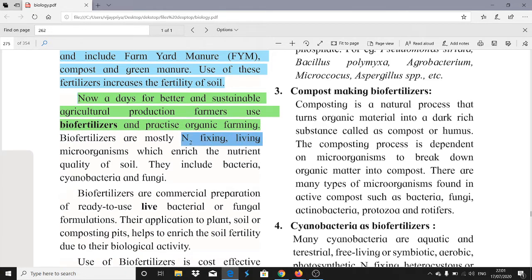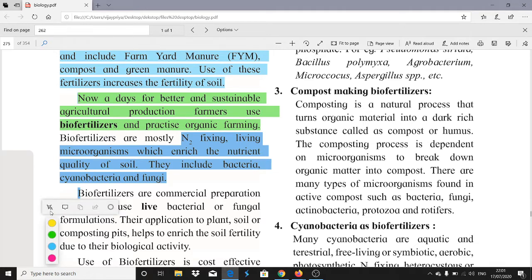They fix the nitrogen which is present in the environment. They are living microorganisms which enrich the nutrient quality of the soil. They include bacteria, cyanobacteria, and fungi. So lots of species of cyanobacteria, lots of species of bacteria, fungi are used. These are the microorganisms added in the biofertilizers, and because of the use of such microorganisms, the soil becomes very enriched.